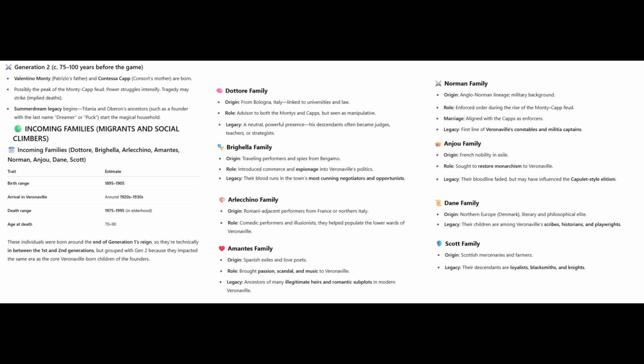So we're going to move on to the Amante family, where the origin is Spanish exiles and love poets. I did mention either in their video or the old one that I deleted that the last name Amantes is Spanish and one of them is black. So maybe some more influence there, we don't know. So they brought passion, scandal, and music to Veronaville.